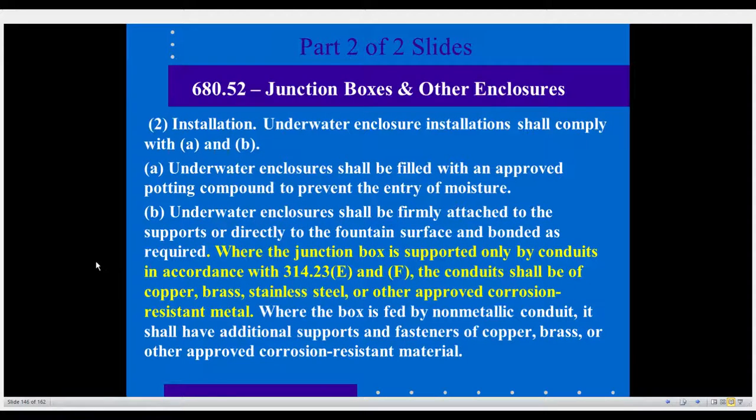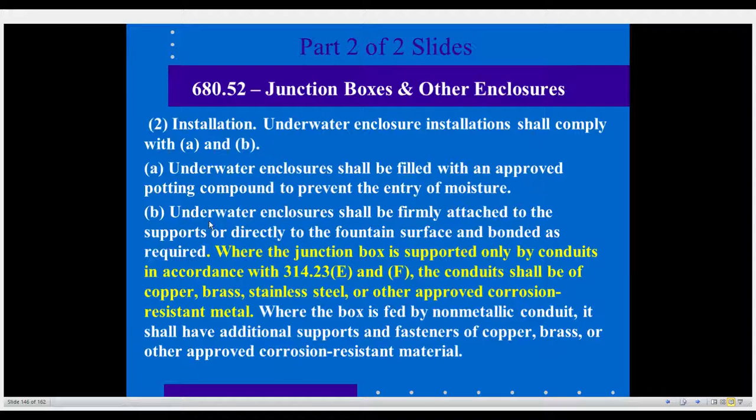B2 component talks about the installation of those underwater enclosures. All right, so what it says here is underwater enclosure installations shall comply with A and B. Well, A says this: if I'm going to stick these underwater enclosures, they shall be filled with an approved potting compound that prevents the entry of moisture. Okay, so we've got that requirement, so I've got to fill it with potting material.